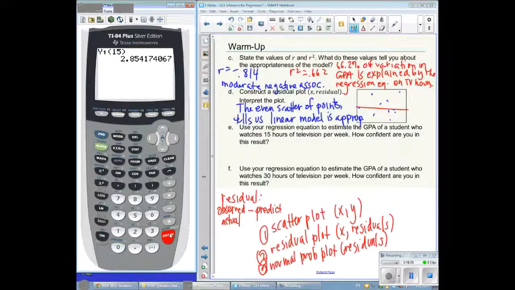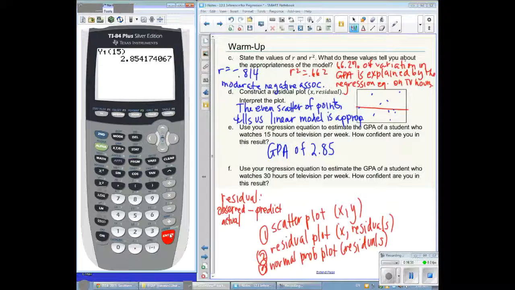And that'll give me a GPA of 2.85. Are we confident in that? Why? How come we're confident in that? Yeah, the 15 hours of television per week is within our data range. And if you compare that GPA to what we have in our table, it seems to fit pretty reasonably.